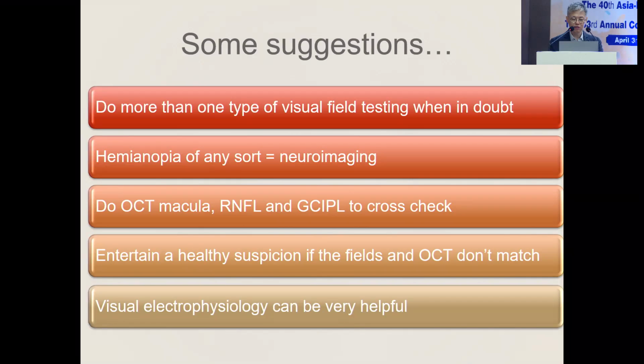So finally, just consider doing more than one type of visual field testing. If you have hemianopia, it needs neuroimaging. Do the OCT macula, RNFL, and GCIPL to cross-check and entertain a healthy suspicion if fields and OCTs don't match. And don't forget our friend electrophysiology.